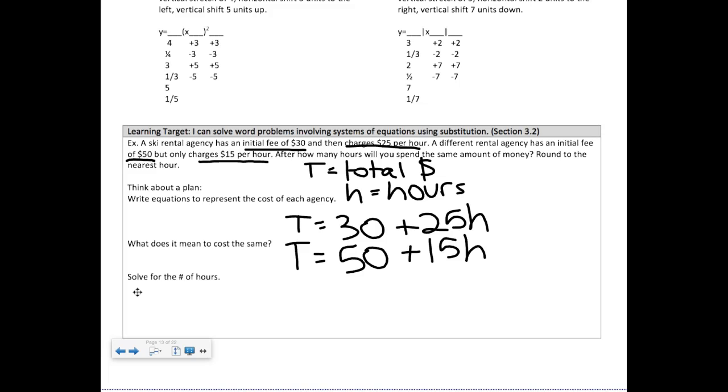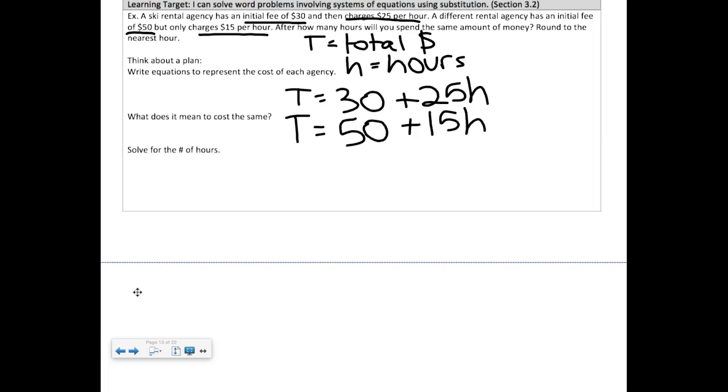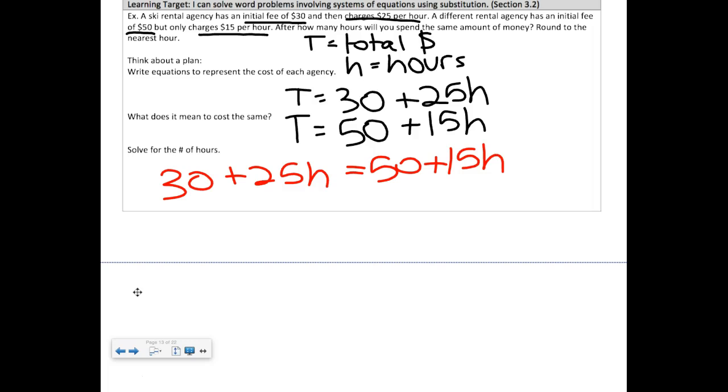There's 2 ways you could do these. You could plug this into your calculator, graph both of these, and see where they cross, or we could solve it using our techniques. Does everybody see how they both equal T? So since they both equal T, I'm actually going to set them equal to each other. So I'm going to say 30 plus 25H equals 50 plus 15H. And now we're going to solve for H.